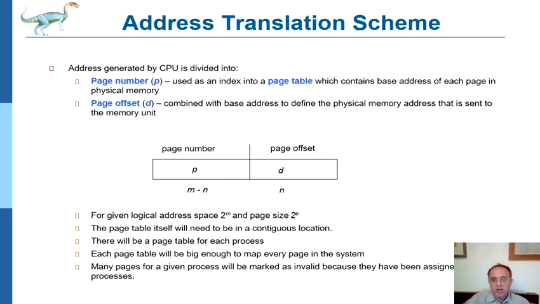Okay. Now we can say interesting things. For a given logical address space of 2 to the m and a page size of 2 to the n, in other words, this whole thing is m bits. So we can say like this: take off n bits for the offset, then what you're left with is that P is m minus n.